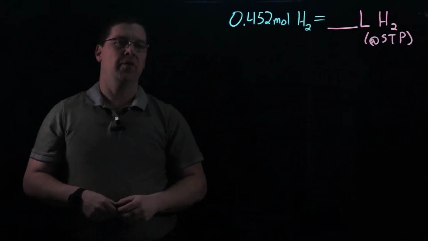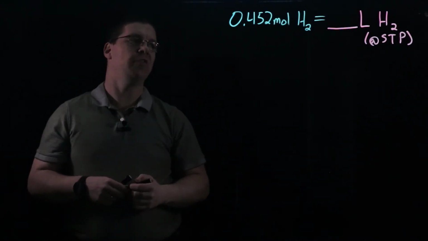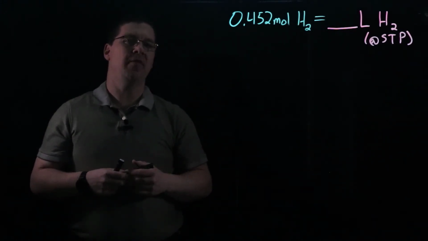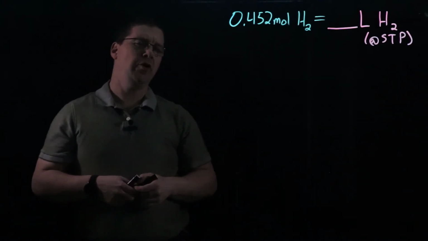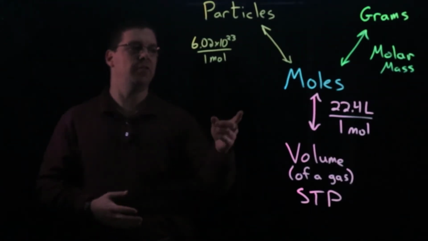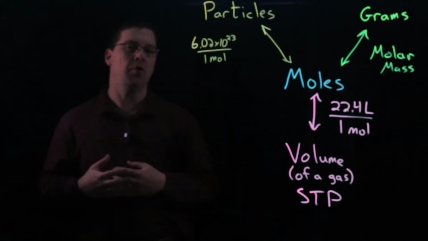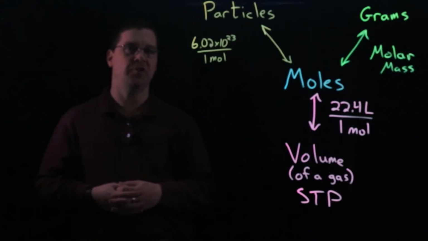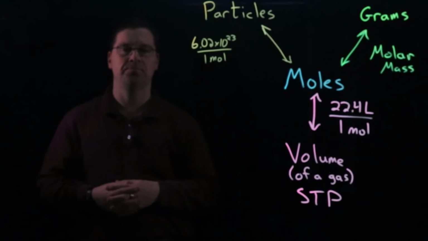Let's say that we were working with the gaseous substance hydrogen and we were told that we have 0.452 moles of hydrogen, and we're asked to convert that into what volume that hydrogen would occupy at standard temperature and pressure conditions. How would we go about solving that? If I were given the number of moles of a certain gaseous substance and asked what volume that gaseous substance would occupy at standard temperature and pressure conditions, I would need to use the molar volume as my conversion factor.